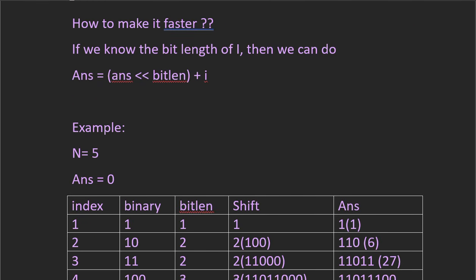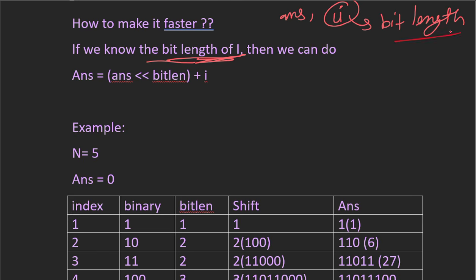If we know the bit length of the ith element, and we have our answer, if we know how many bits it will be having, what we'll do is we will shift the answer by the bit length. What will that do? Suppose now answer is 5 and our bit length is 3.